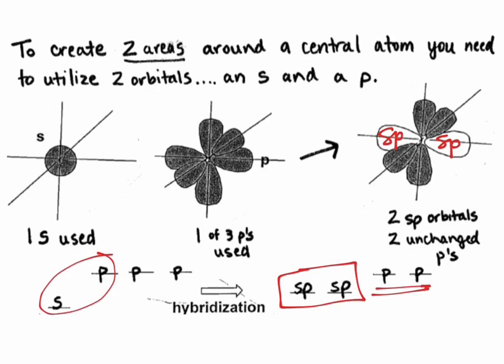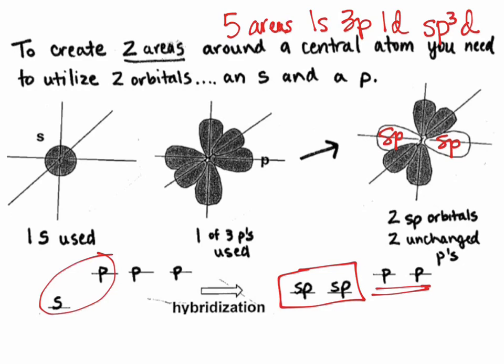What if you needed 5 areas? We can't get 4 p's. So if we needed 5 areas, we would use 1 s, our 3 p's, and 1 of our d's. That would be sp3d.